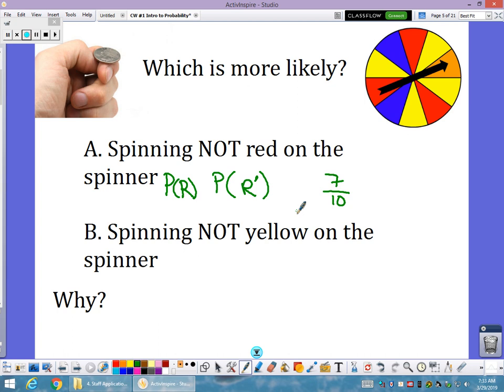And spinning not yellow, what's the probability of not spinning yellow on the spinner? Let's see, there are 4: 1, 2, 3, 4, so there are only 6 out of 10 that are not yellow. So which is more likely? Well, we have more chances with A than we do with B. Here we only have 6, here we have 7.